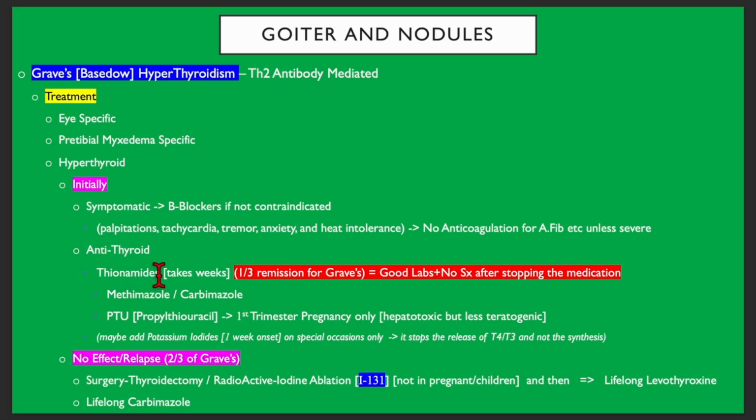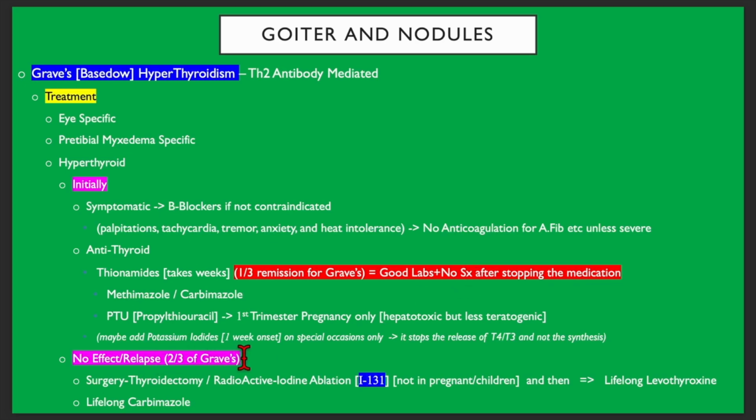Now, important here for Graves' disease is that 1/3 of them can go into remission. So they have good labs and no symptoms after stopping the medication. So they are treated, kind of. So that's the good thing for Graves. You try the thionamides, you adjust the dosages, you fix the hyperthyroidism, you fix everything, then you stop the treatment, and 1/3 of the patients will remain normal. They will have no symptoms and their labs will remain normal.